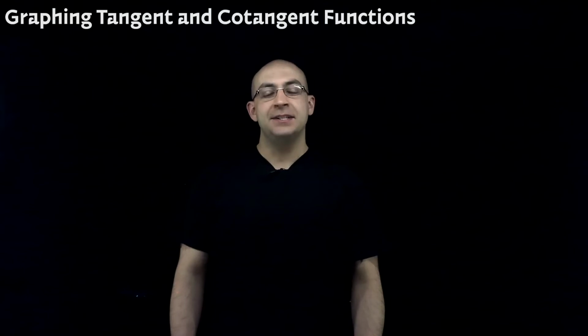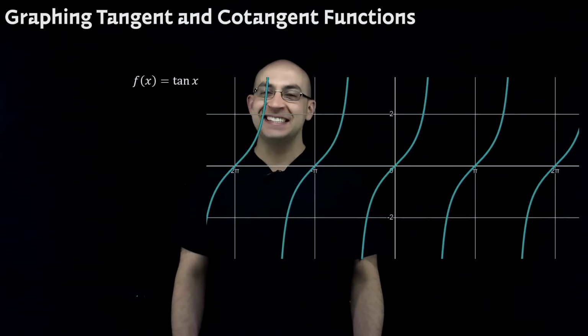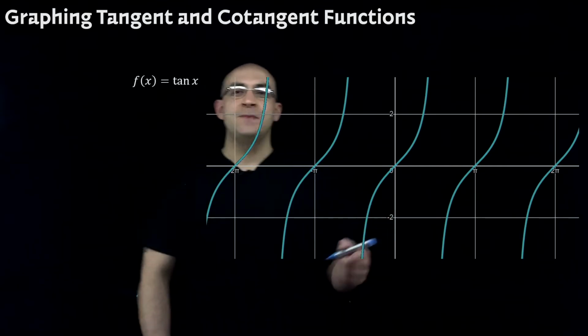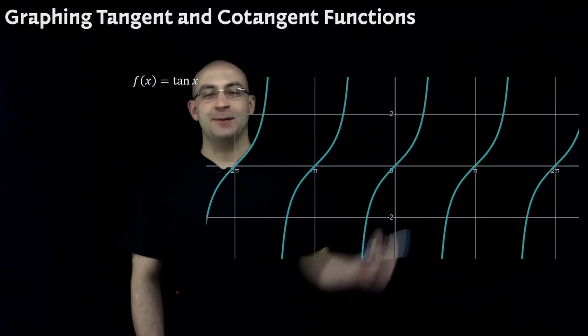Hi everyone. Today I want to talk about graphing tangent and cotangent functions. Here is the tangent function. Wow, we got right into that, didn't we? So the tangent function has kind of like a cubic shape almost, right?